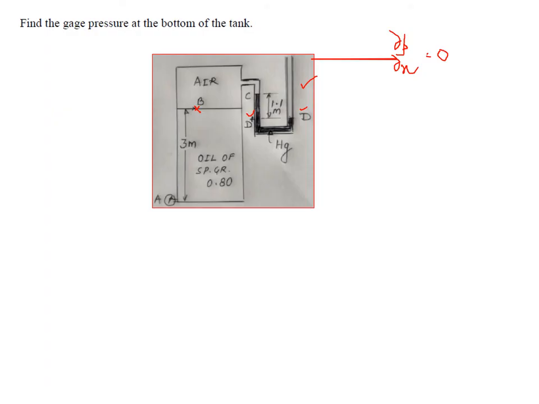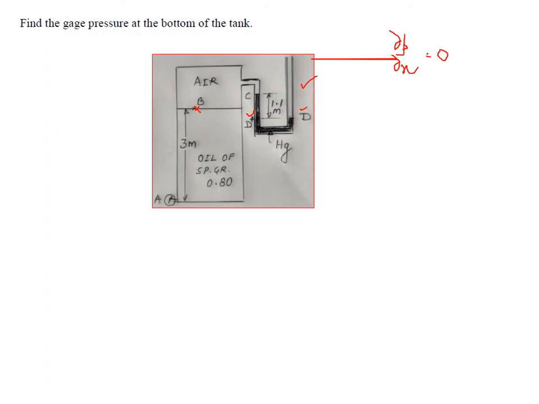Here it is atmospheric pressure. It cannot be atmospheric pressure here, because here we have air and then the liquid starts. So there is not one continuous liquid. But when you come to D and D dash, it is one continuous liquid. If this is mercury, here also it is mercury. So it is one continuous liquid, and then you can equate the pressures.